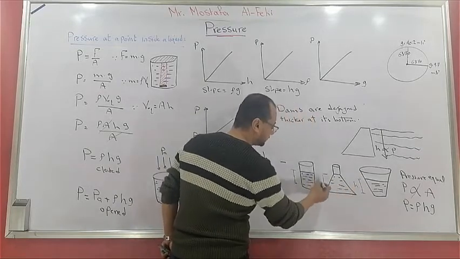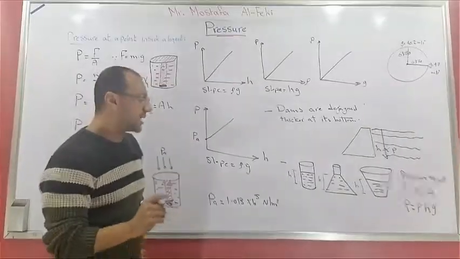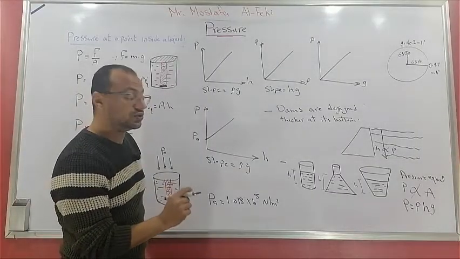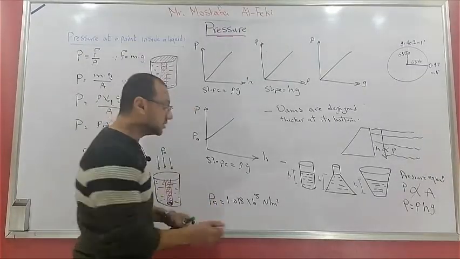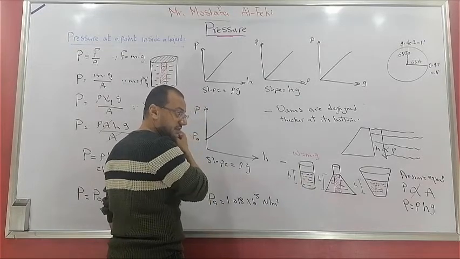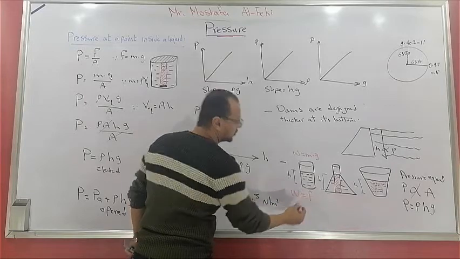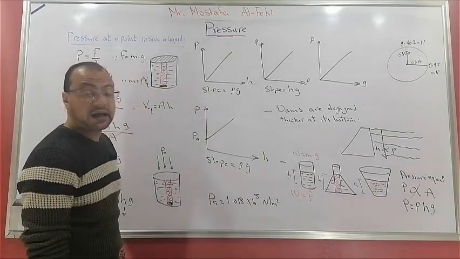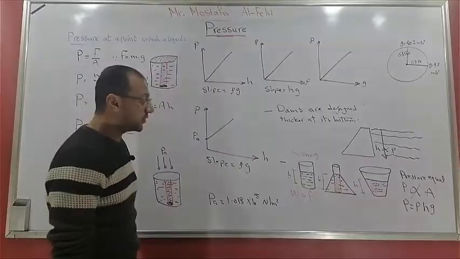So the height of the liquid is equal, but the force acting on the base of each container is different. The force of liquid acting on the first container: since weight equals mass times gravity, then the weight of the liquid equals the force of the liquid that presses on the bottom of the container.